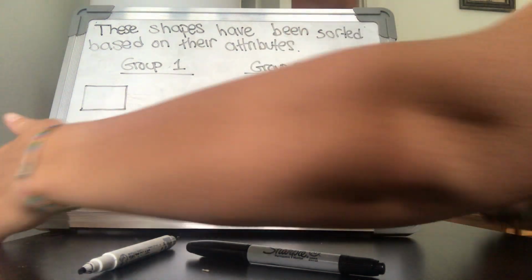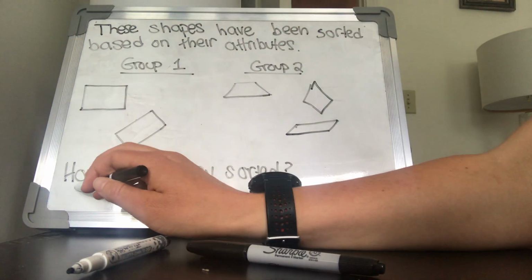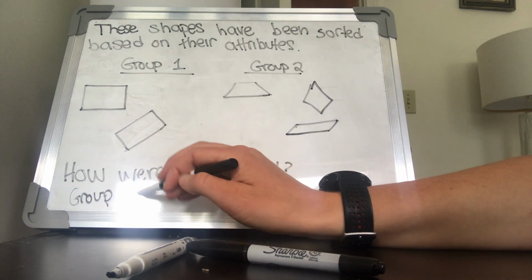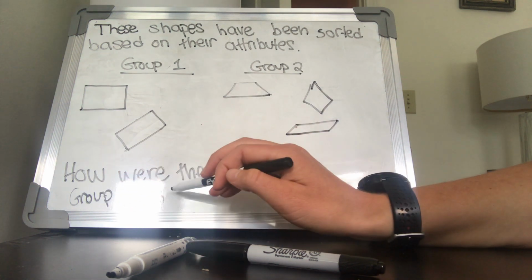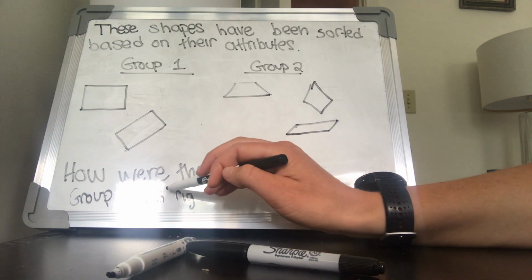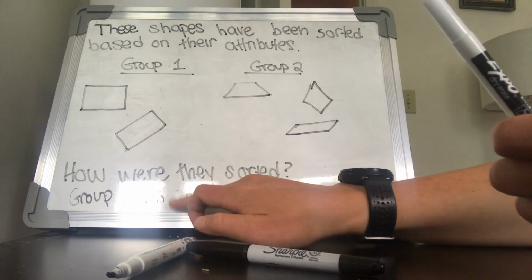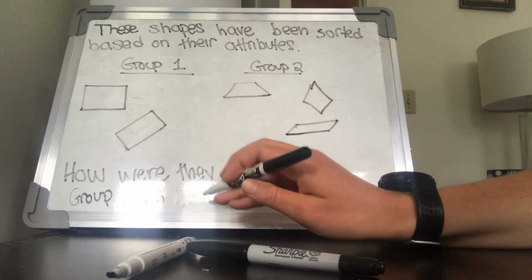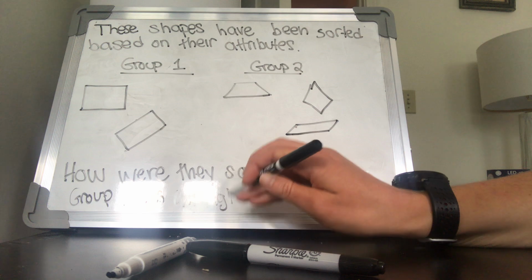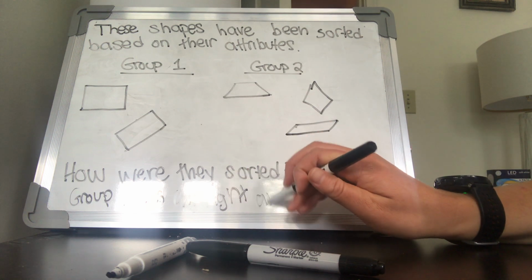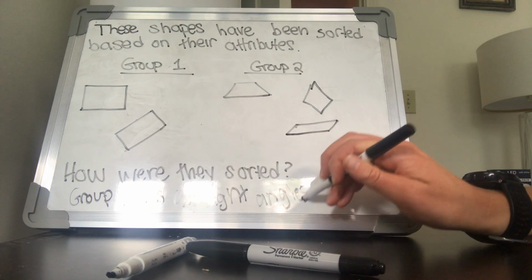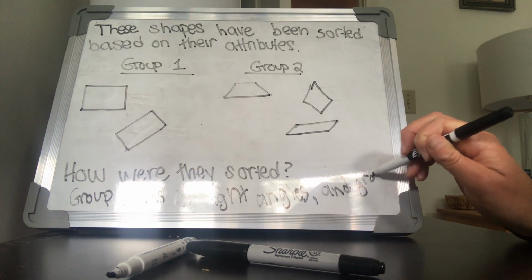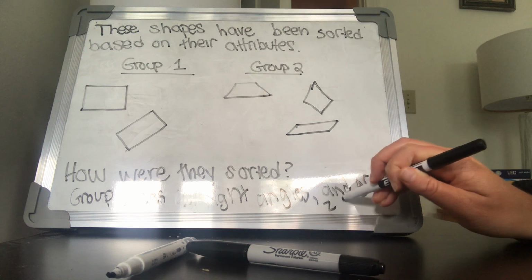So, I'm going to write group 1 has all right angles. And group 2 does not.